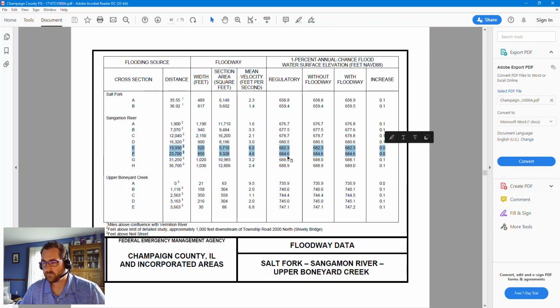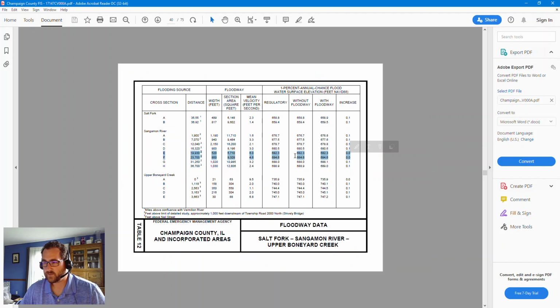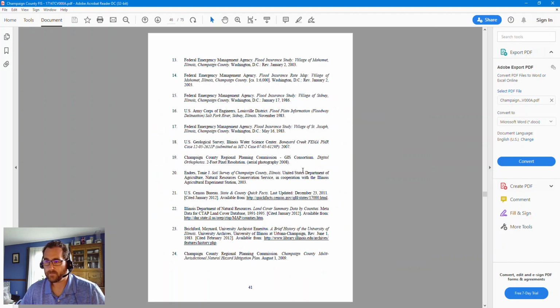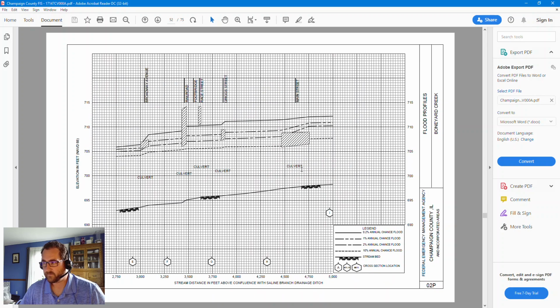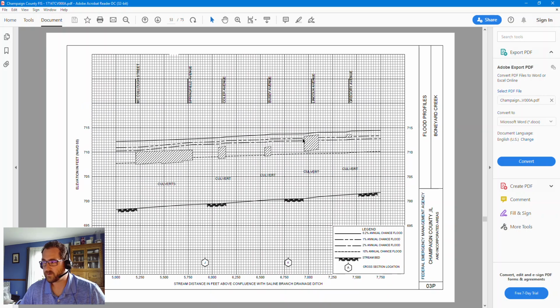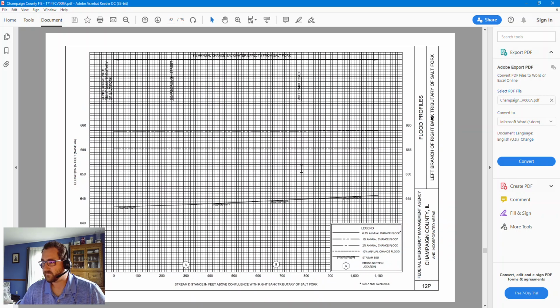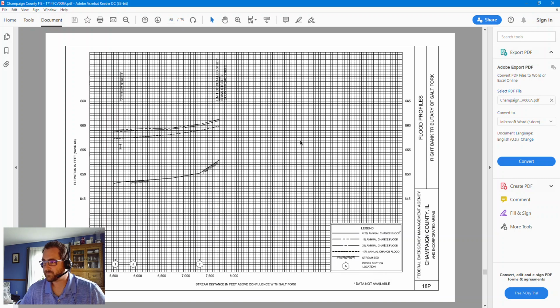682.3, 684.6. So we know we're going to be somewhere in between there. And we're actually going to see another way to find that same thing. I'm going to go to the river profile. All right, and this is what we have here. So these are the flood profiles. This is for Boneyard. If we keep going down, eventually, I'm looking here on the right side of the sheet, we'll get to Sangamon.